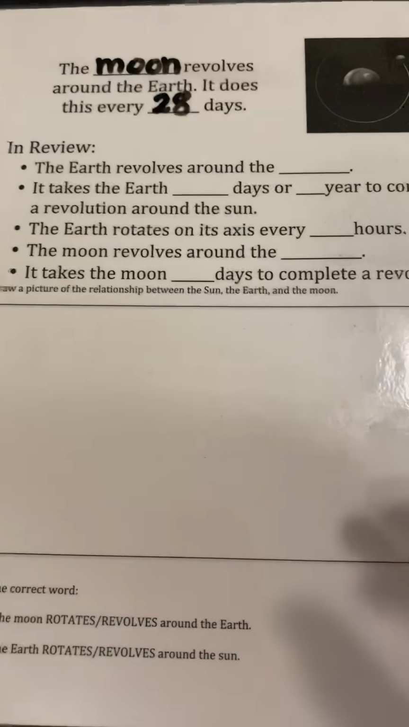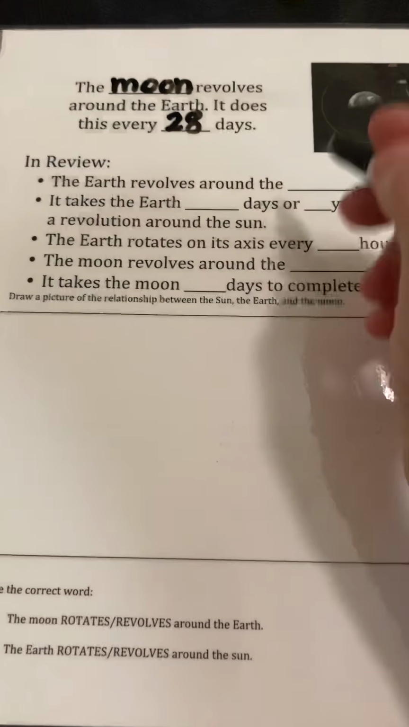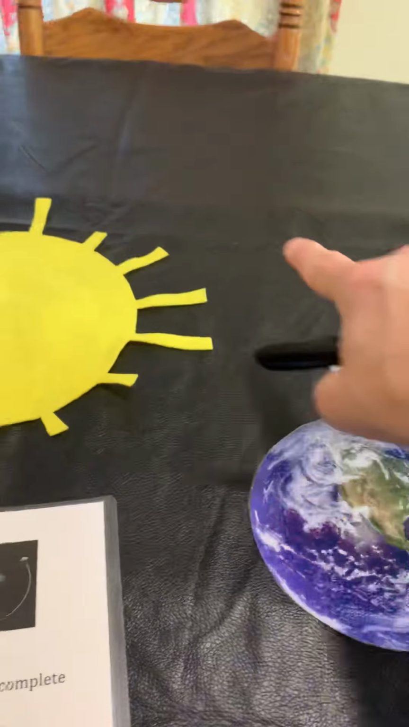The Earth revolves around the what? What does the Earth go around? The Earth goes around the sun. All right, let's write that down. Hopefully you can spell sun. S-U-N. All right.